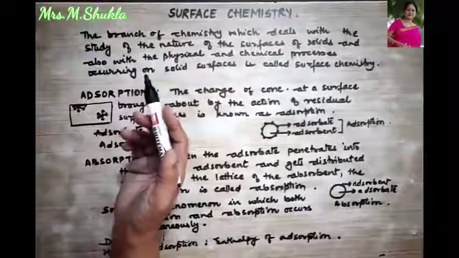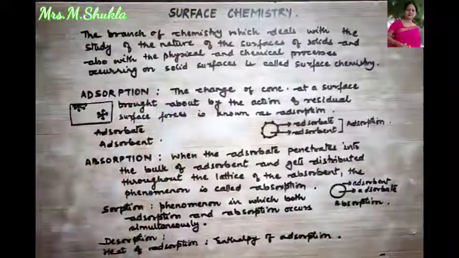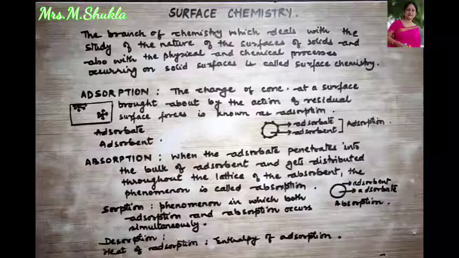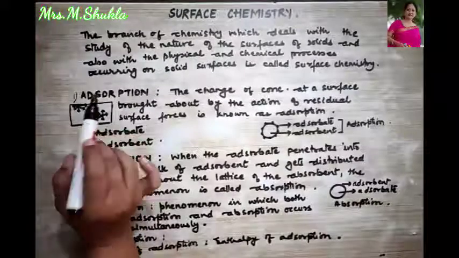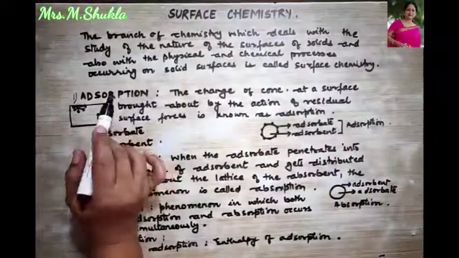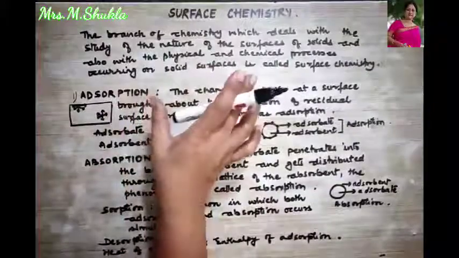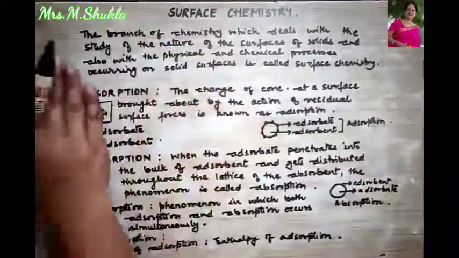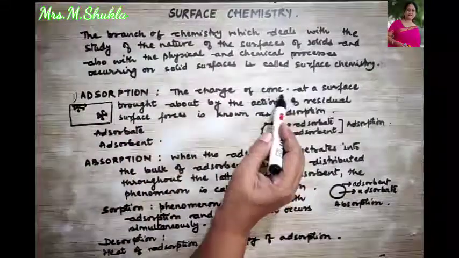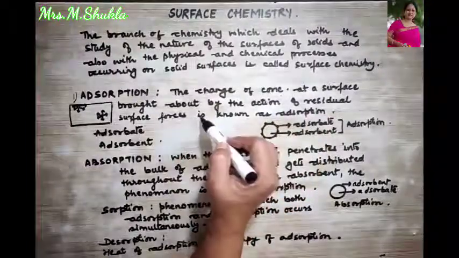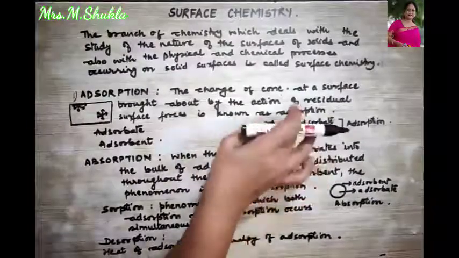To begin with this chapter, let us first understand certain important terms that we are going to use. I have written them down over here and I shall also explain them to you. Let us come to the first term, that is adsorption. As the word suggests, adsorption is the temporary or permanent deposition of one substance over the surface of some other substance. So how do we define adsorption? It is the change of concentration at a surface brought about by the action of the residual surface forces. This is known as adsorption.